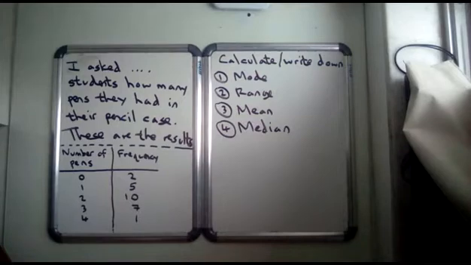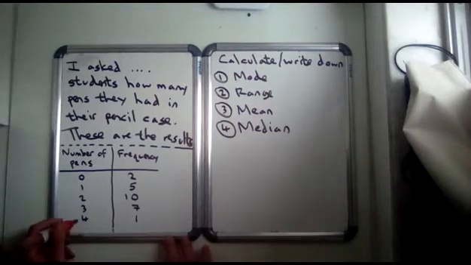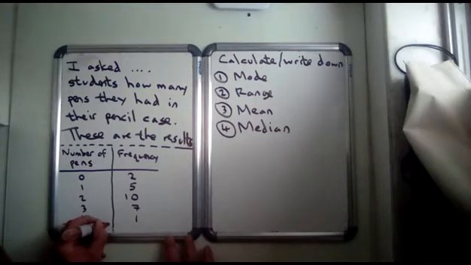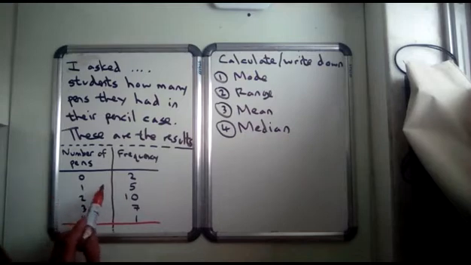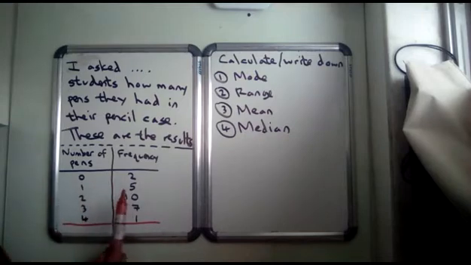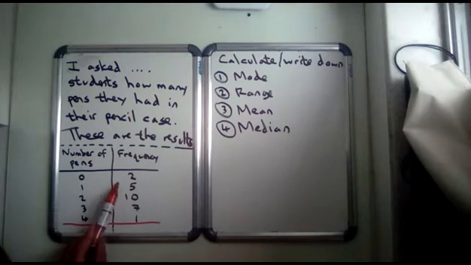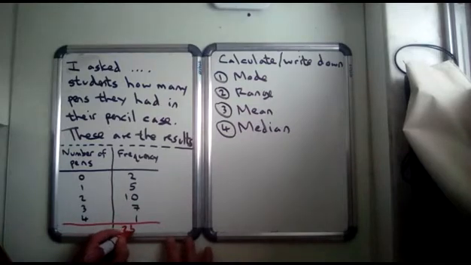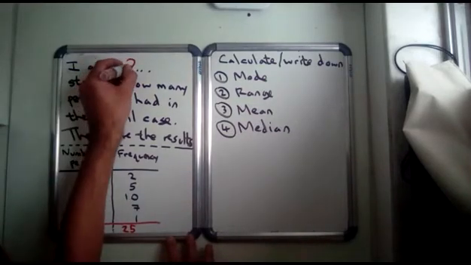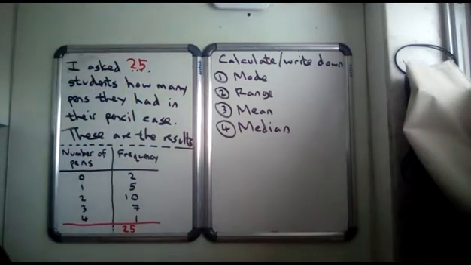So I asked how many people, the first bit, but the how many is the frequency, so we need the total frequency. It tells us how many people we asked. So 2 people said no pens, 5 said 1, and so on. So the total number of people asked is the sum of the frequency column. So 2 plus 5 is 7, plus 10, 17, plus the 7, 24, plus the 1 is 25 people. So we asked 25 students how many pens they had in their pencil case.